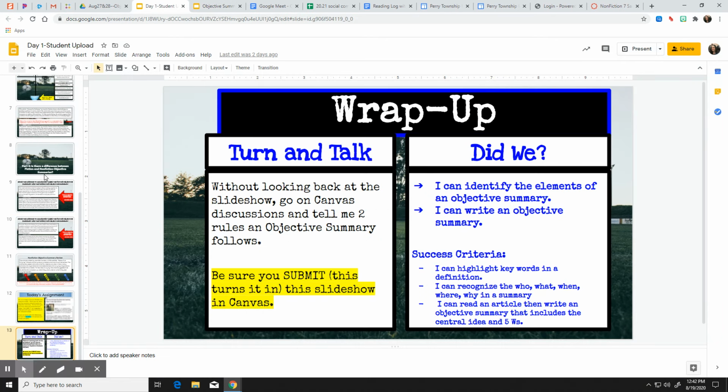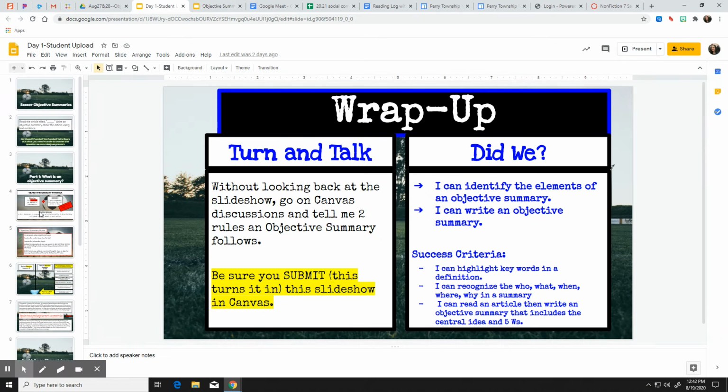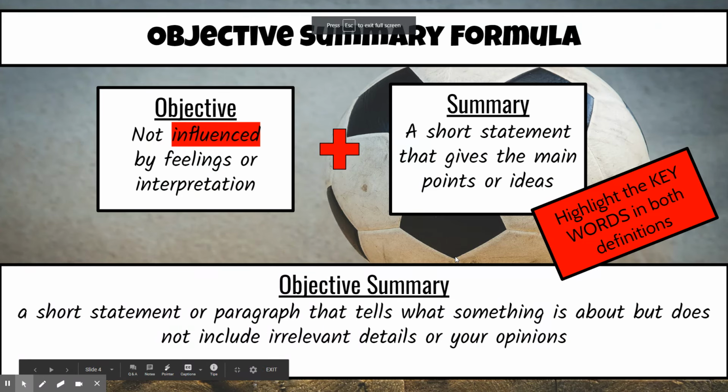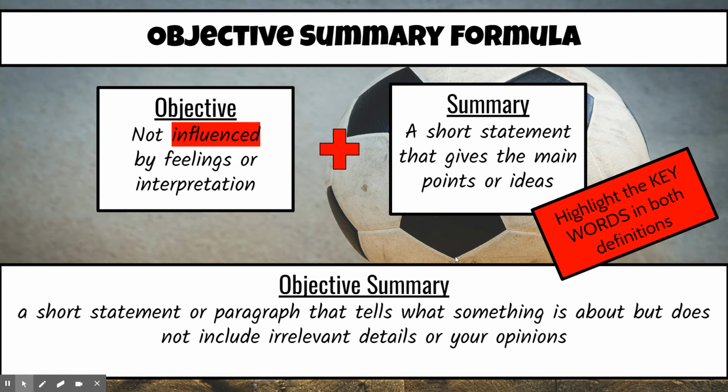On your mode here, sorry, let me go back up here. It gives you, okay, what an objective is, what a summary is, and then what it is together. So the first thing that it's going to have you do is highlight some of the words in the definition that help you understand what make an objective summary.